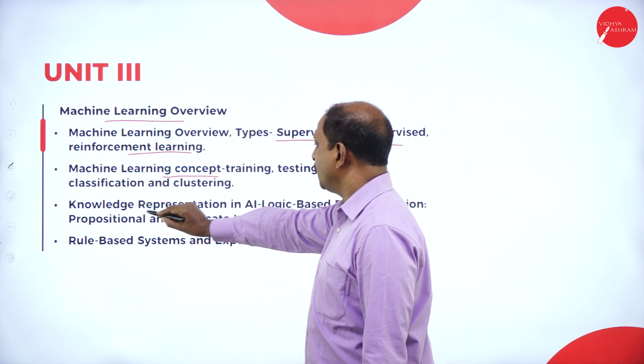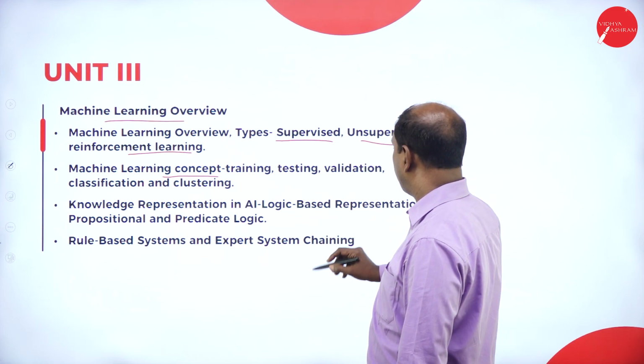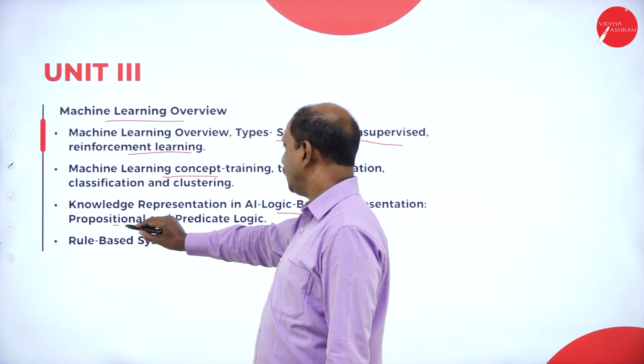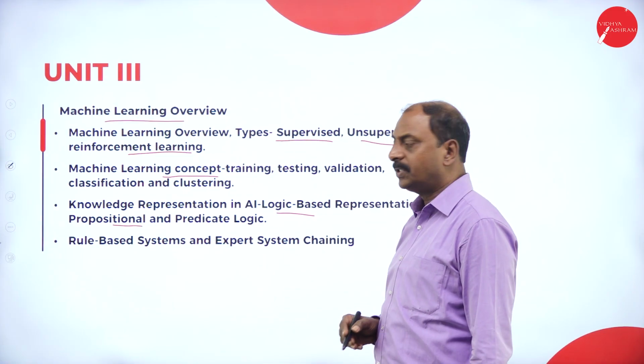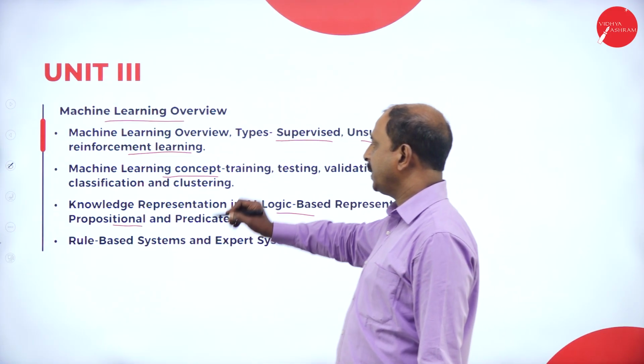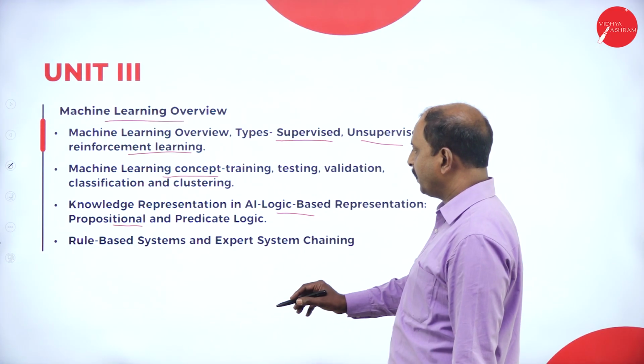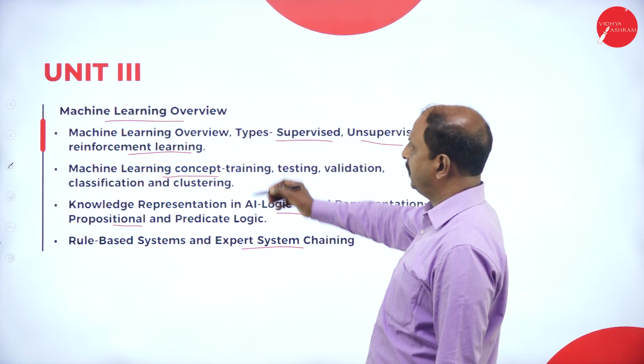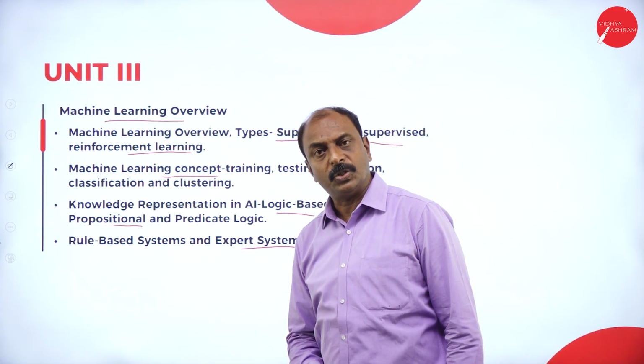Again, under knowledge representation, we are going to learn logic-based representation and propositional and predicate logic. These are the different logics to represent knowledge. Next is rule-based systems and expert system chaining. See, these are the topics to be covered in Unit 3.